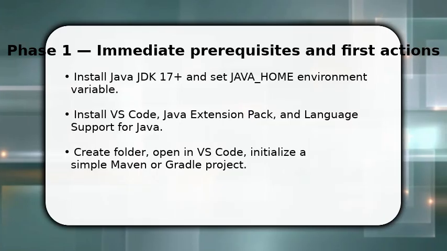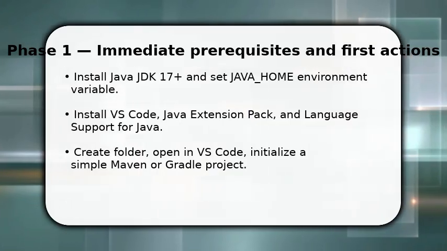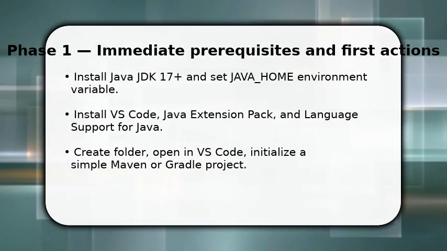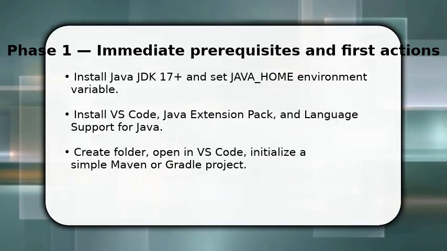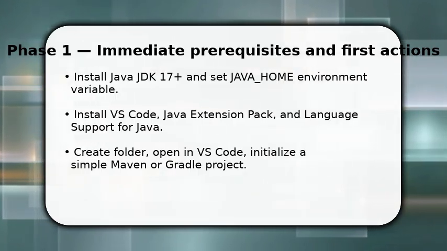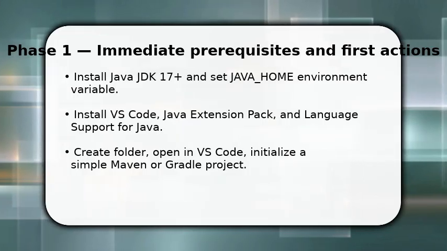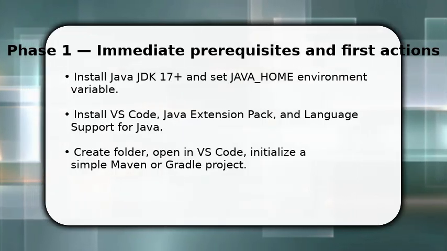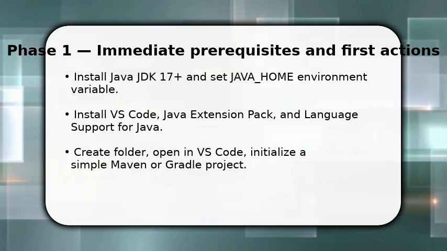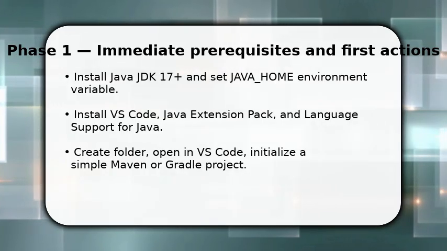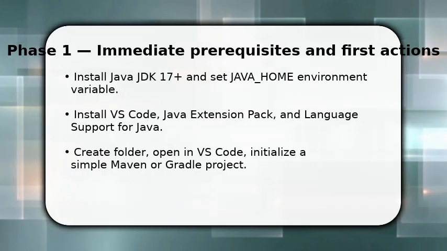You start by confirming prerequisites, JDK 17 or newer and VS Code installed. First, set Java Home and add bin to path so tools locate your runtime. Once done, install the Java extension pack plus debugger and Maven/Gradle helpers. This gives language features and run/debug integration.